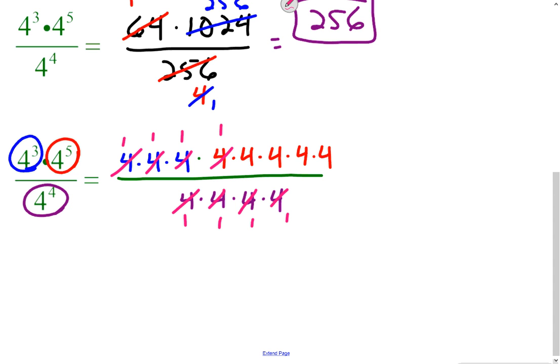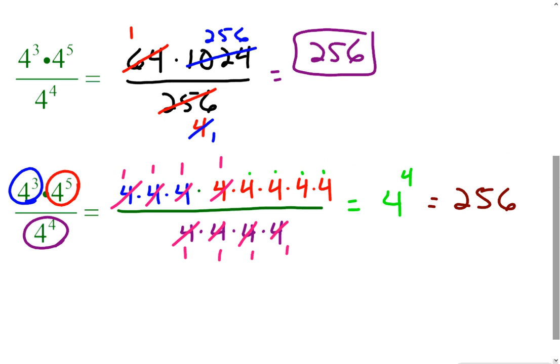So now I'm going to be left with 4 to, well, what power? There's 1, 2, 3, and 4 of them. And 4 to the 4th is equal to 256. So this way, I only have to do that 4 times 4 times 4 times 4 once in my head, instead of to get to 64, to get to 1,024, and to get to 256. So I like that approach a little bit better.